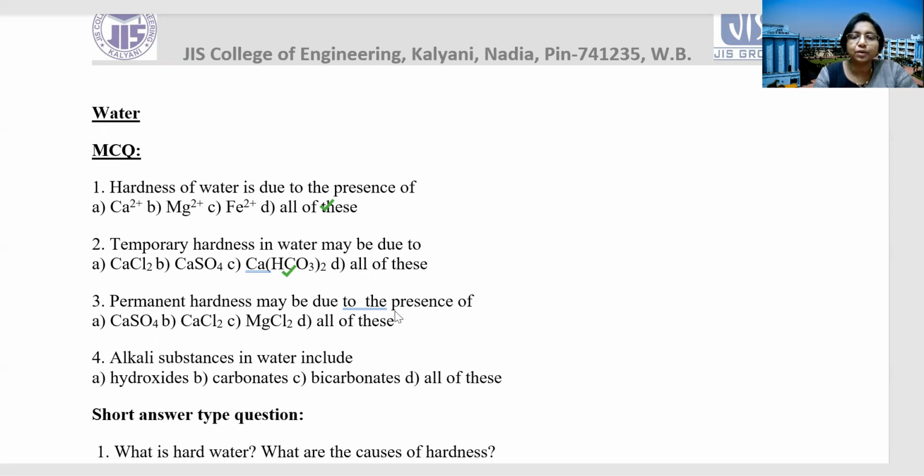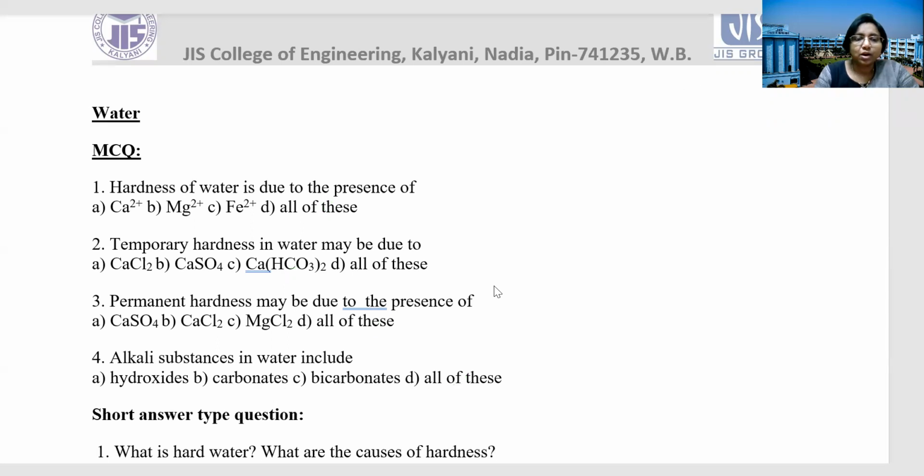Permanent hardness may be due to the presence of calcium sulfate, calcium chloride, magnesium chloride, all. So all of this, because permanent hardness takes place due to the chloride ion, sulfate ion of calcium and magnesium. Alkali substances in the water include hydroxide, carbonate, bicarbonate. So all of this.